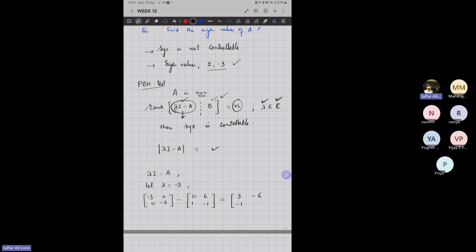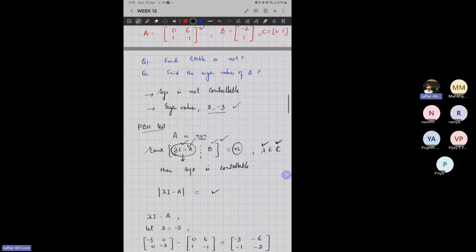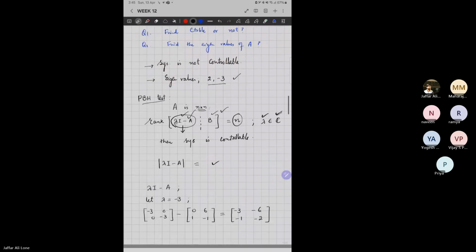So minus 3. Then this will be minus 3 and this should be minus 6. This should be minus 1 and that should be minus 2, right? So I got this part. So now I need to check the rank of [minus 3, minus 6, minus 1, minus 2] with B, which is minus 2, 1.